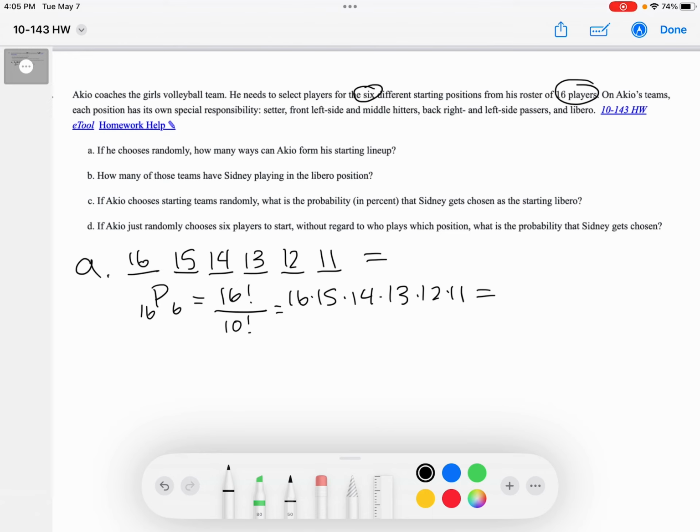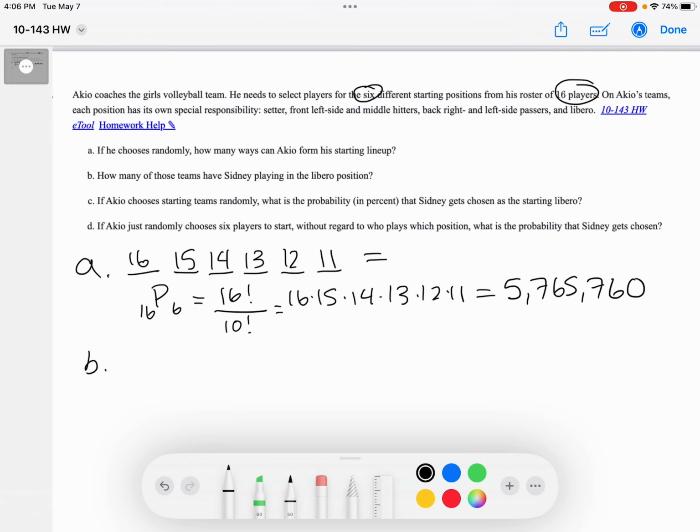Any of these ways, I could type into my calculator. All 3 ways, I'm going to get 5,765,760 ways that he could choose from his 16 players.